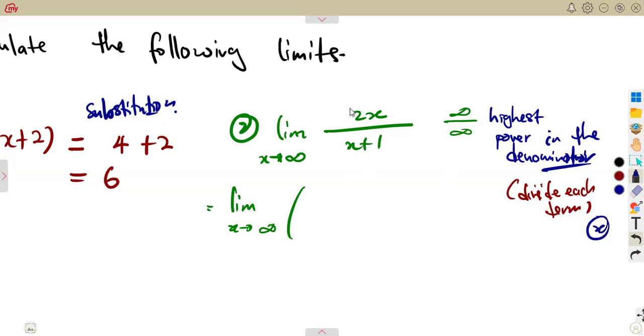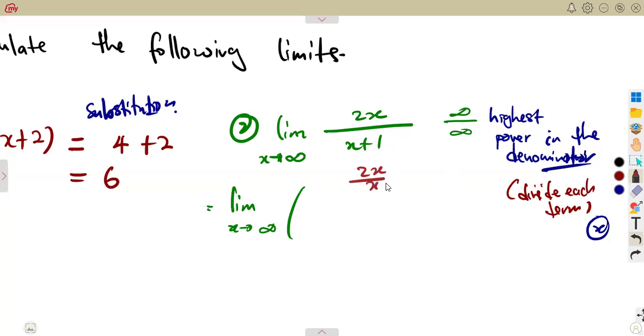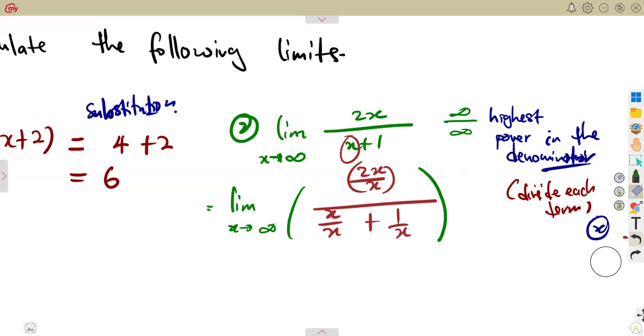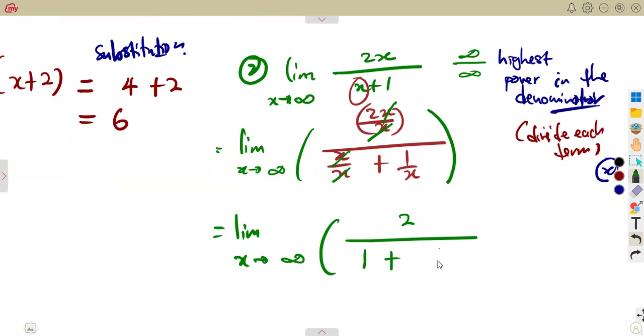So you divide the numerator by x. I'm simply saying 2x over x. That is our numerator. In the denominator, each term is divided by x, so it's going to be x over x, plus 1 over x. Each and every term, you divide by the one with the highest power. So look what's going to happen here. We have the limit as x approaches infinity: the x and the x here will cancel, that's a 2, everything over the x and the x here will cancel, that's a 1, plus 1 over x. So this is what we have.